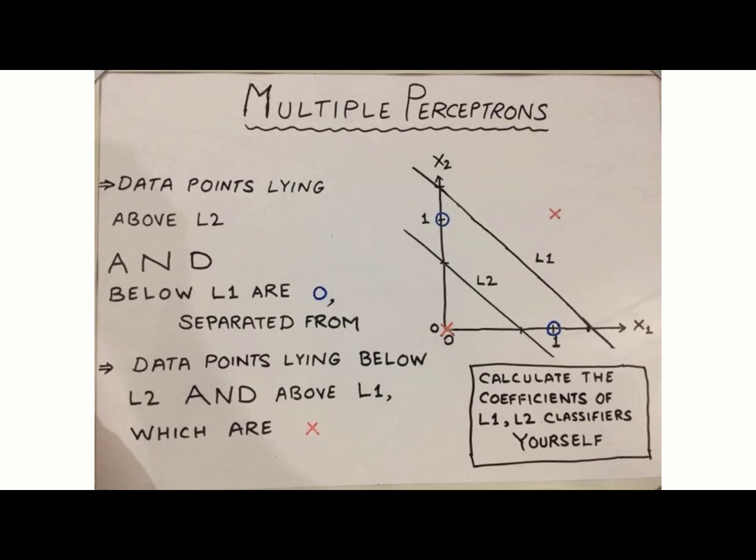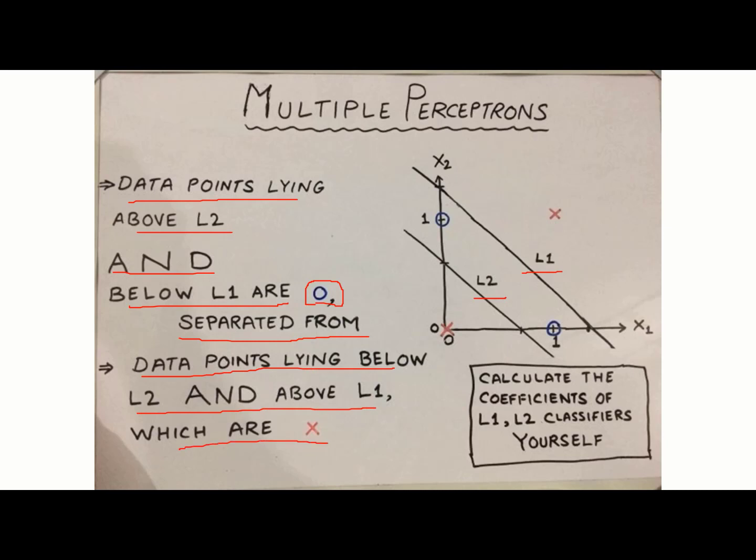To be specific, we are going to define 2 lines, L1 and L2. And we're going to say that the data points which lie above L2 and below L1 have one label, which is blue circle, and these are separated from the data points which lie below L2 and above L1. And these data points have a different label, that is the red cross. Students are encouraged to calculate the coefficients of the 2 straight lines, L1 and L2, by themselves.